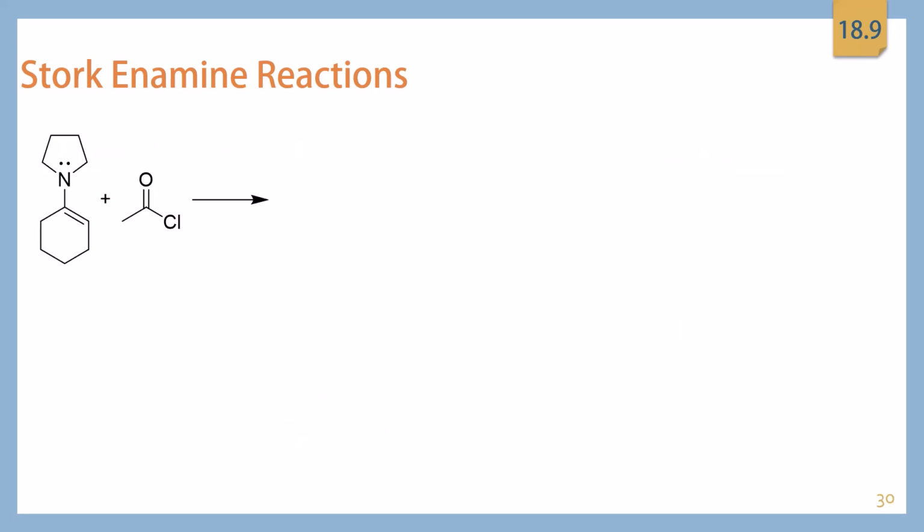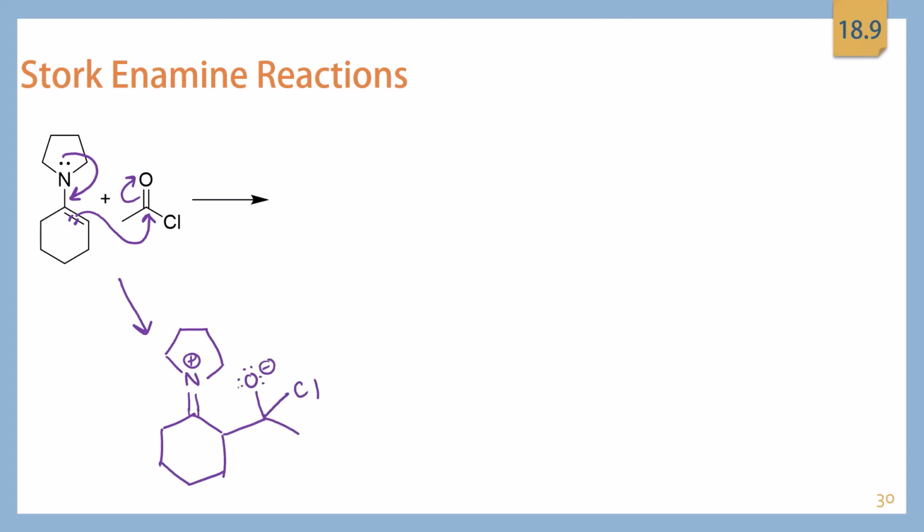So if we take the enamine that we made on the previous page, we can actually push these electrons out to have them act as a nucleophile. And a nucleophile in the presence of an acyl chloride is going to want to attack that carbonyl carbon. That's going to give us a tetrahedral intermediate. And from the tetrahedral intermediate, we can kick out the chlorine. So we've managed to put an acyl group in the alpha carbon position, which is pretty cool. We haven't seen that happen yet.